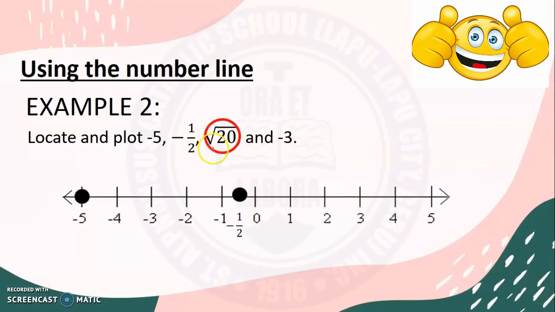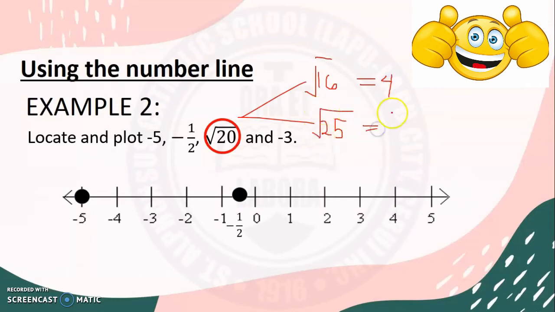Next, square root of 20. Square root of 20 is not a perfect square, so that means we will find the 2 perfect squares before and after 20. And these are 16 and 25. The square root of 16 is 4. The principal square root of 25 is 5. So that means square root of 20 is found between 4 and 5. So if we are going to plot square root of 20, it is located here.